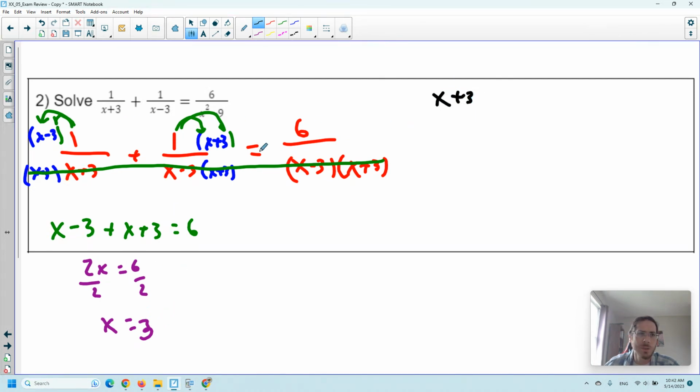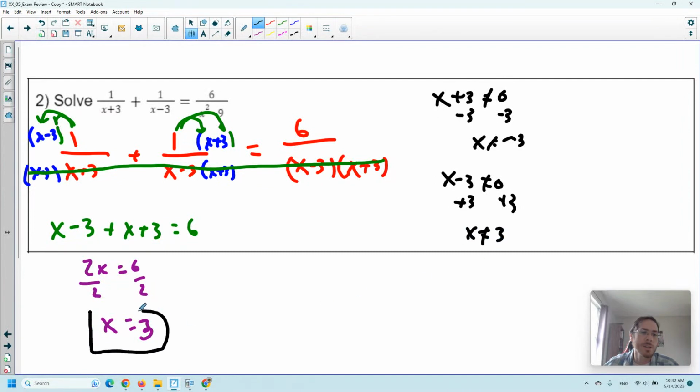So the first restrictions for the first fraction. So x plus 3 cannot be 0. So if I subtract 3, x is not allowed to be negative 3. All right, so far so good. I check the second restriction. The second fraction, x minus 3, is not allowed to be 0. If I add 3, I found out that x is not allowed to be 3. So it turns out this answer is actually extraneous. So there is no solution to this one. So because we got rid of it, the answer is no solution.